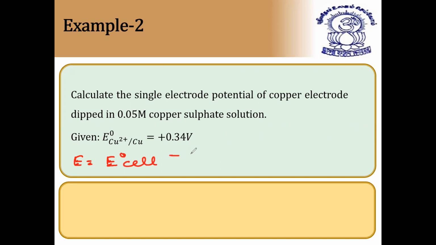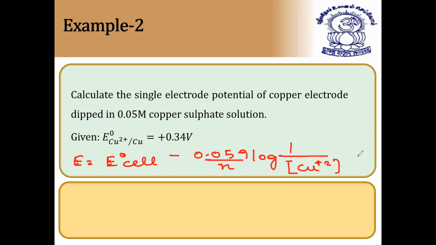minus 0.059 by n into log of 1 by, because here it is only single electrode potential. For single electrode potential, the product is metal. So the product is metal, meaning copper. For copper there is no concentration because it is solid, so we take it as unity, by concentration of Cu plus 2.